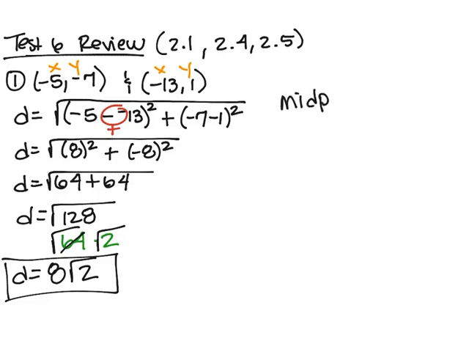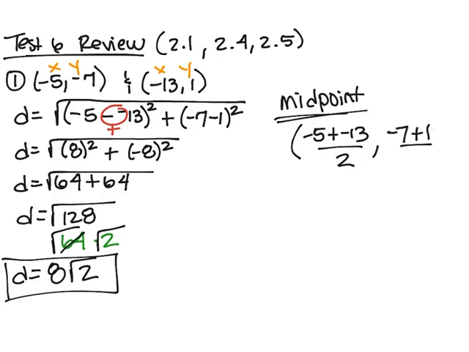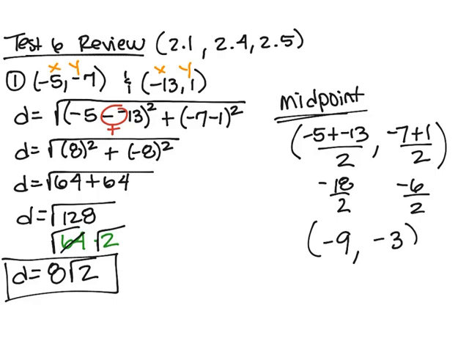The midpoint with these same 2 points, you're going to say -5 plus -13 over 2, and you're going to say -7 plus 1 over 2. And so that would give -18 over 2, which is -9. -7 plus 1 is -6 over 2, which is -3. So the point that's in the middle is -9 comma -3. Make sure you have it in parentheses because it is an ordered pair. Okay?